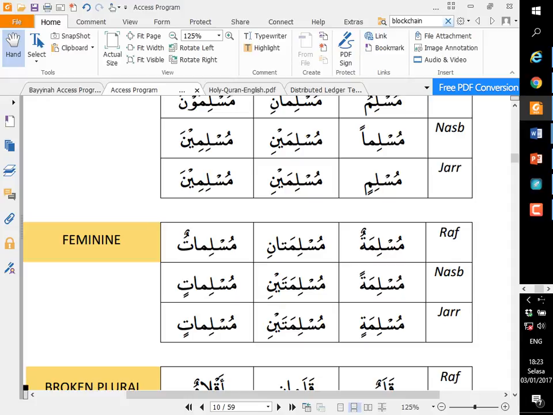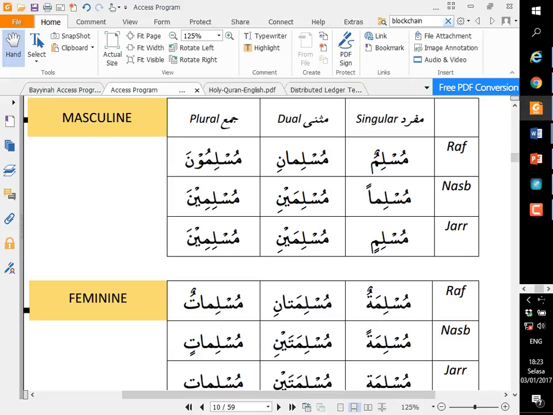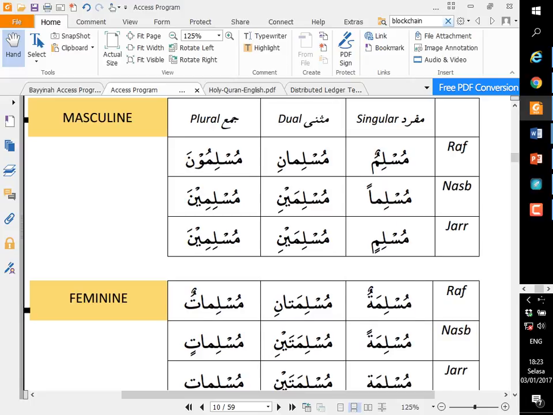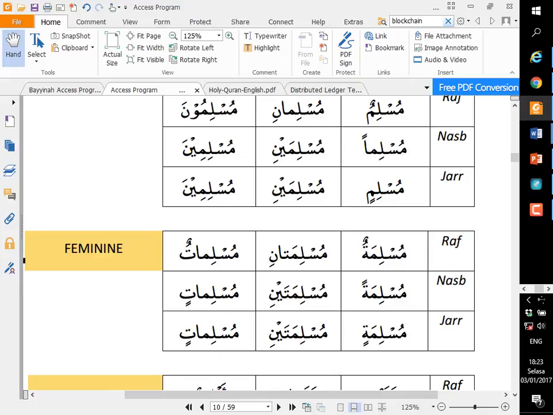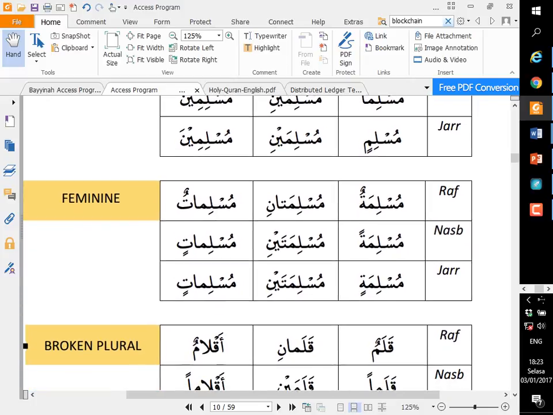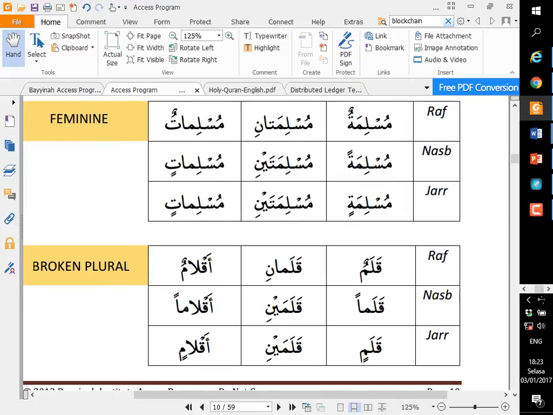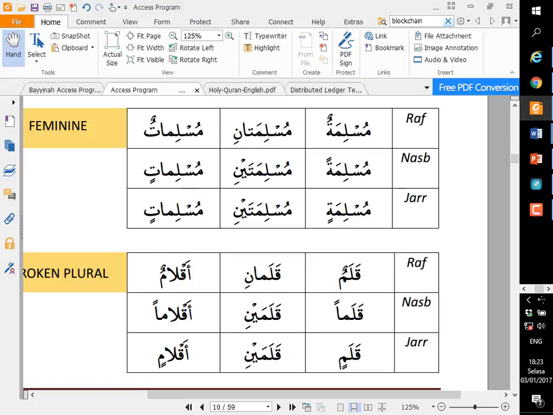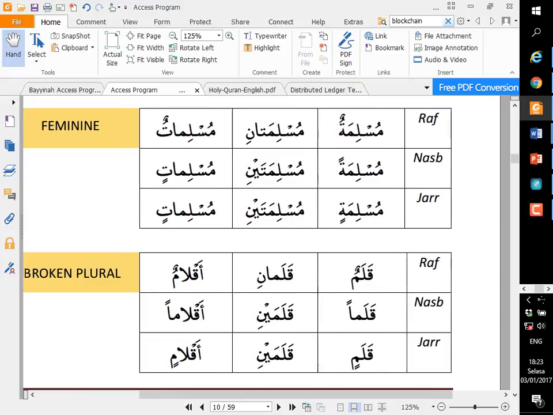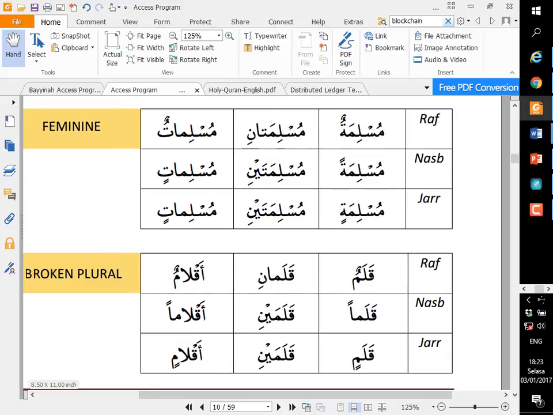Okay, easy, right? This is for the normal. We call it the normal chart, Muslim chart. Okay, they are masculine and feminine. But also we have a broken plural. So the singular and the pair is the same, right? It's the same as the masculine. It's un, an, in, ani, aini, aini. Same, right? But the difference is that some words, the plural form is broken. We call it broken plural.